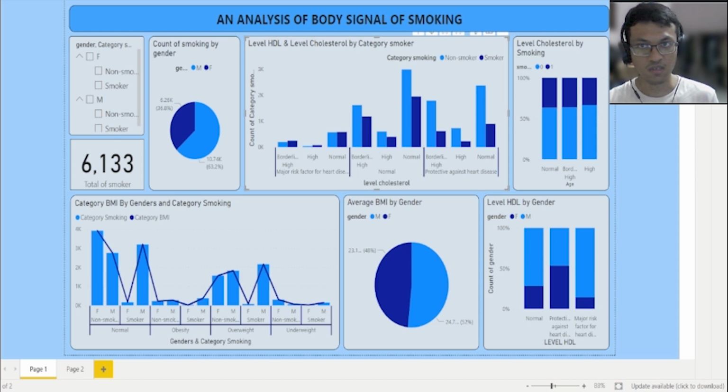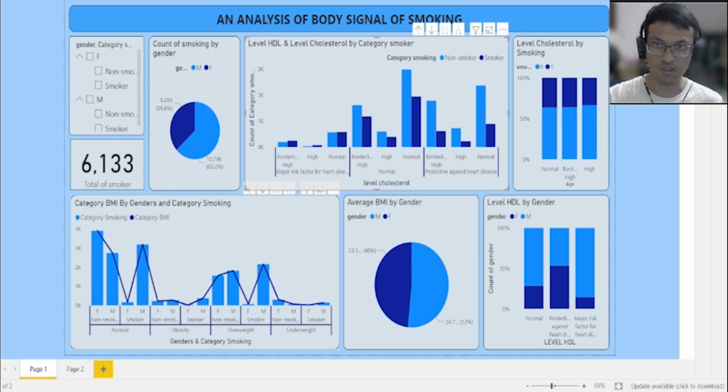The next one is the status of smoking by gender. Male had a higher number of smokers than female. The number of male smokers is over 10,000, which is 63.2%, while female has 6,255, which is 36.8%.